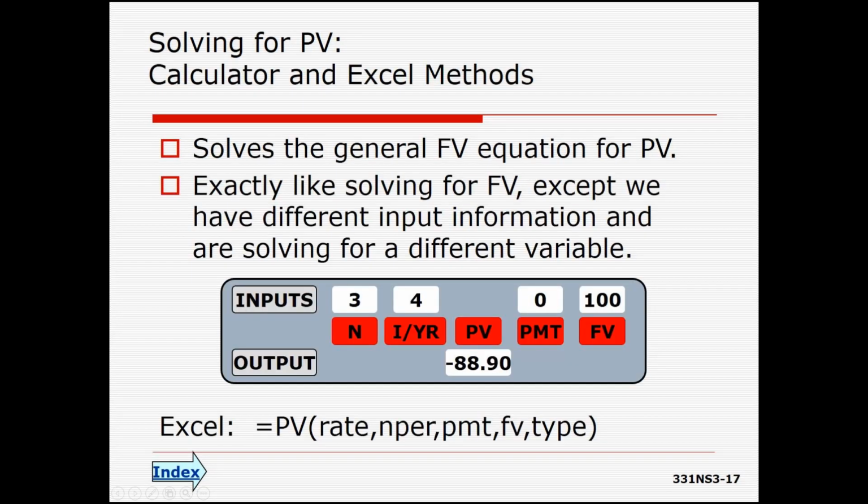In your calculator, use the same technique as we used for future value. Enter 4 values and solve for the 5th. N is equal to 3, I/Y is 4, payment is 0, future value is 100, it's positive, it's an inflow, compute PV. The comparable Excel function is also shown.